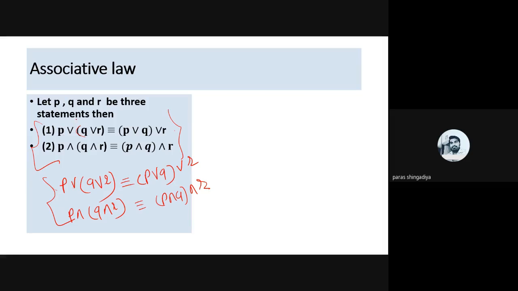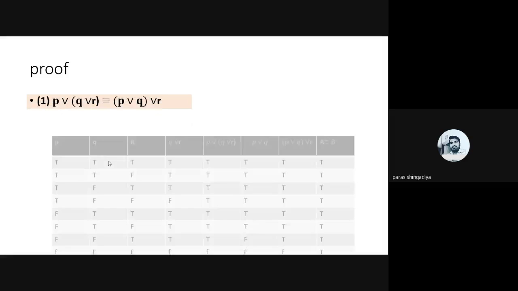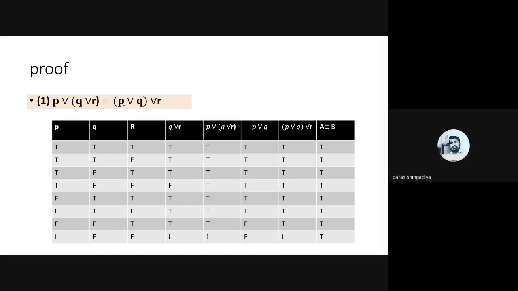Means A biconditional B, that is A here and B here, the A biconditional B rule will be a tautology in both the cases. But let us verify whether they are tautologies or not, and that is the proof for this one. First, P or (Q or R) is logically equivalent to (P or Q) or R. And that is the procedure to predict the answer.